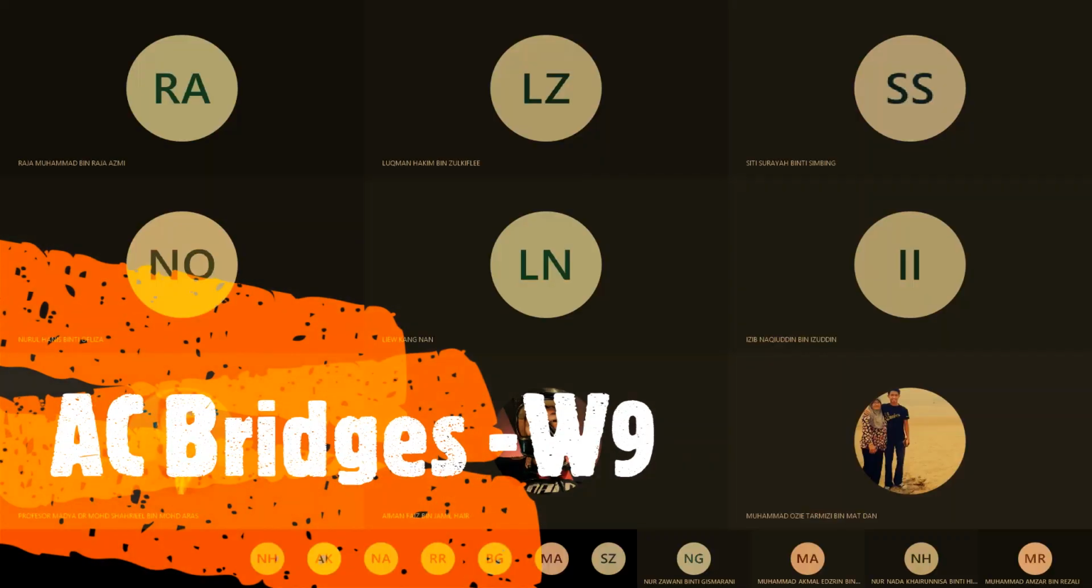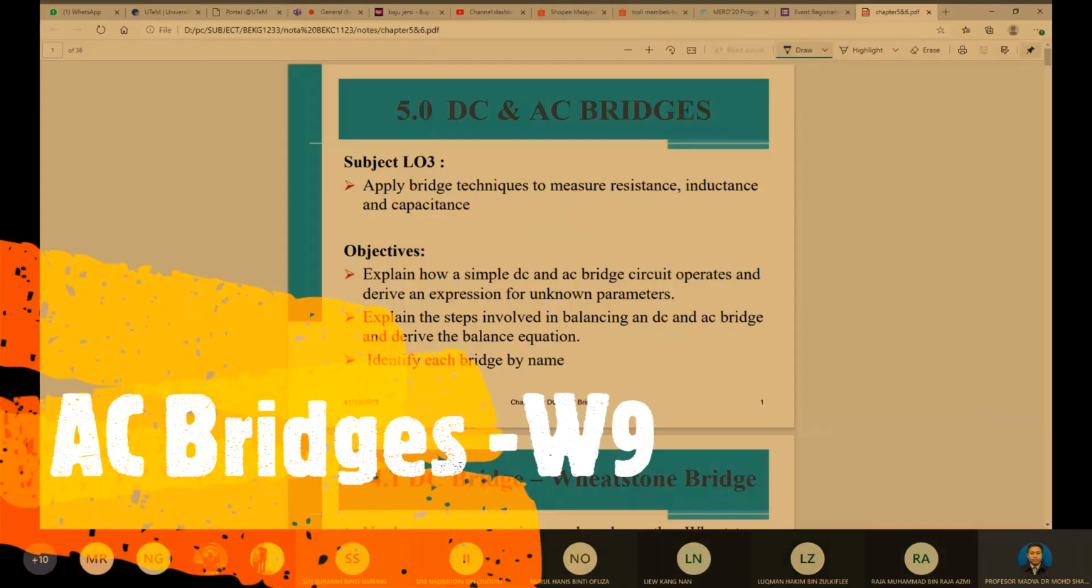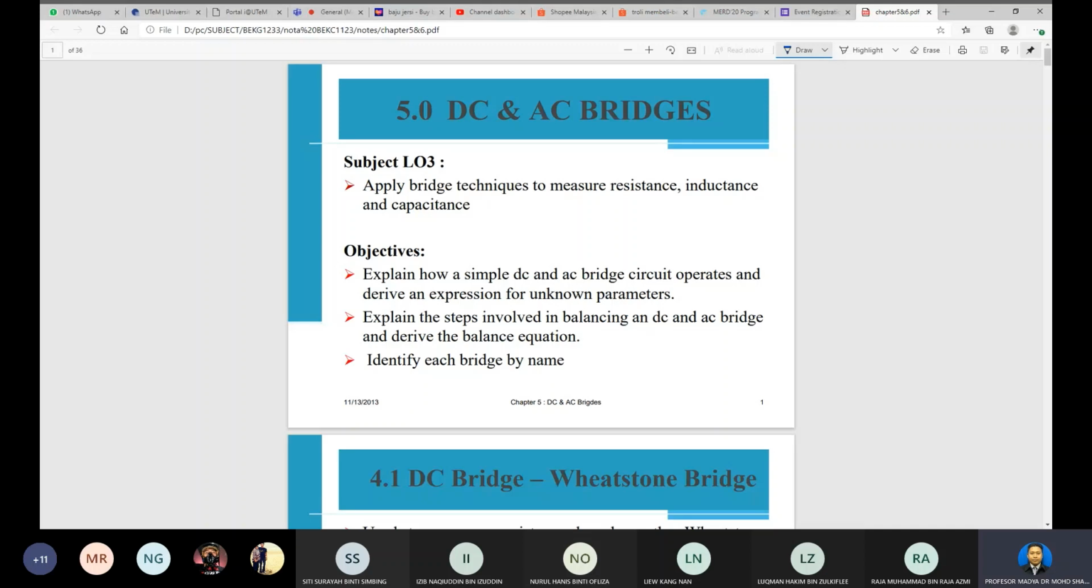We learned last week that the function of the DC bridge is to measure the resistor. The function of a bridge is to measure resistance, inductance, capacitance, and also frequency. For DC, we can measure the resistance, and for AC, we can measure the inductance and capacitance. That will be covered today.